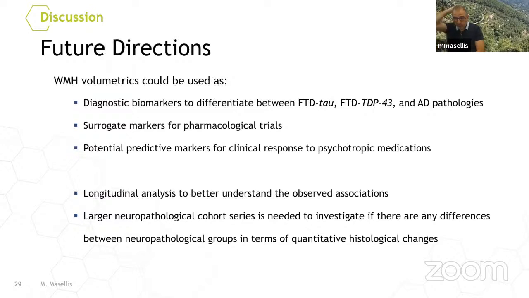So where do we want to go in the future? White matter hyperintensities, we hypothesize, could be diagnostic biomarkers that differentiate between FTLD tau, TDP43, and AD pathologies. They could be surrogate markers for pharmacological trials. They could be potential protective markers for clinical response to psychotropic medications. If we study them longitudinally, we can better understand the observed associations and then possibly imply causation. And then a larger neuropathological series is needed to see if there are any differences between neuropathological groups in terms of these quantitative histological changes.